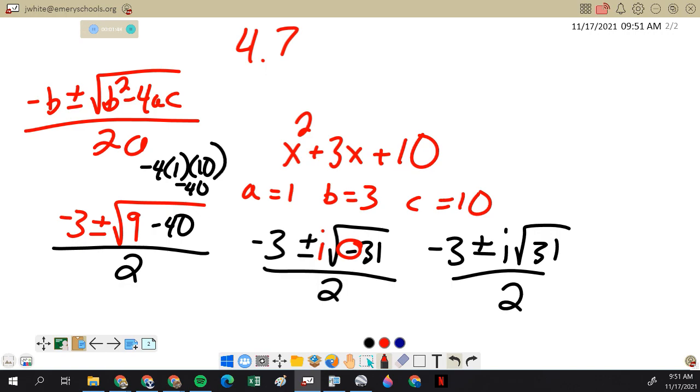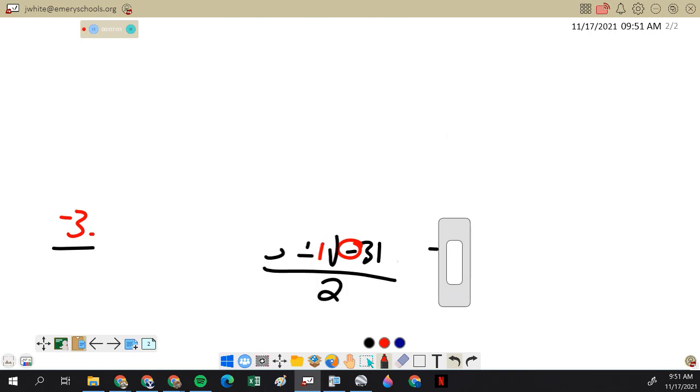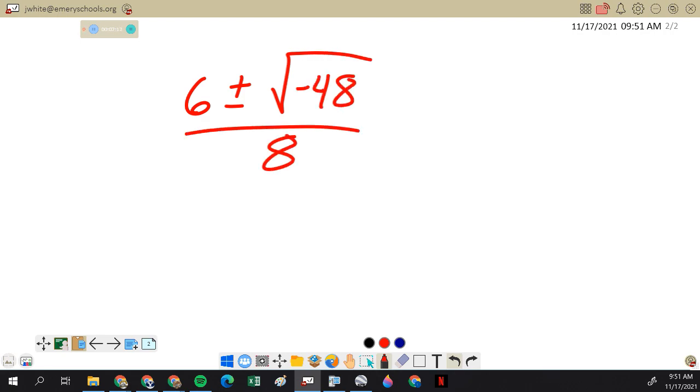Okay, so this is the same quadratic formula that we worked on a couple days ago. And in this case, you have a chance of the square root being negative, which means you bring out an i. So what if I had 6 plus or minus the square root of negative 48 over 8? Well, what is 48? Simplified. That would be 4 and 12, 2 and 2, 3 and 4, 2 and 2.